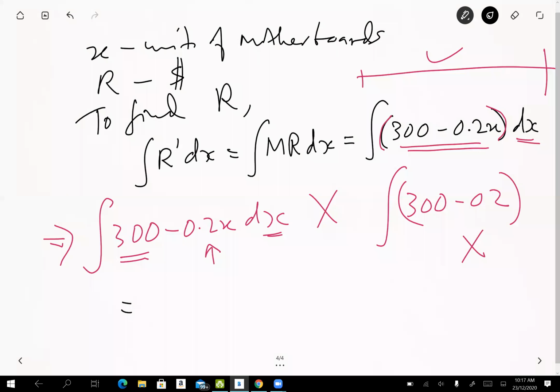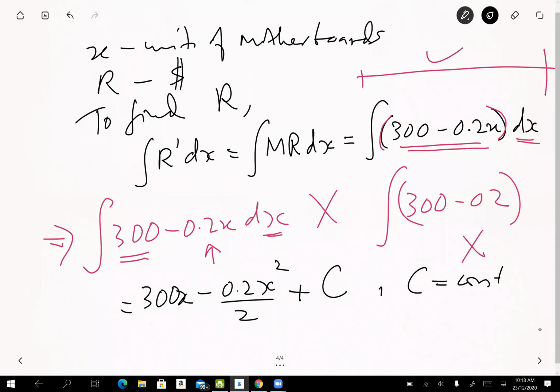So given the function you want to integrate, what do I get? We've got 300x minus 0.2x squared over 2 plus c. That c is a constant, not cost. Or you can use k. Some people use k or c, it doesn't matter, but we just use c. So that is our revenue function.